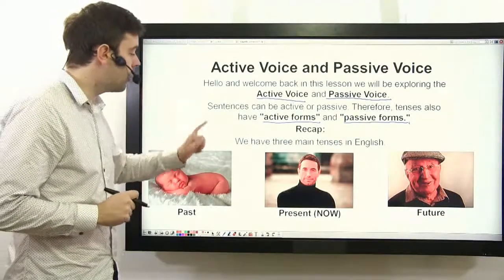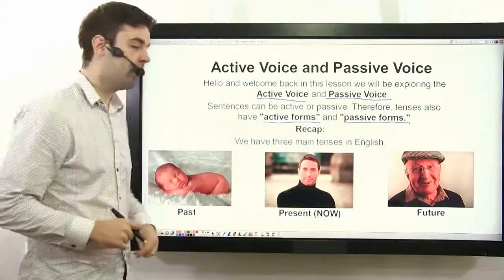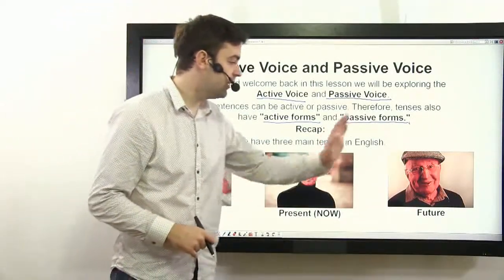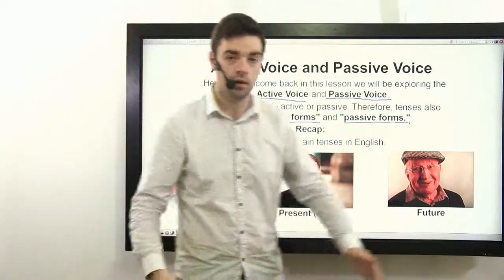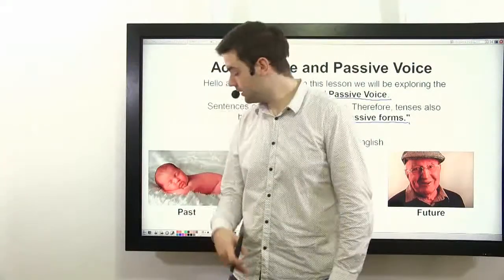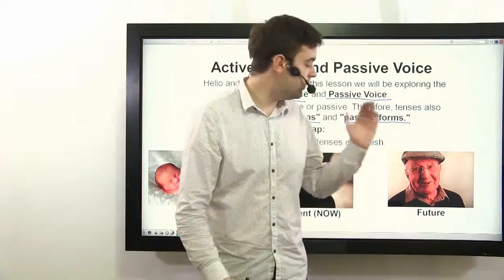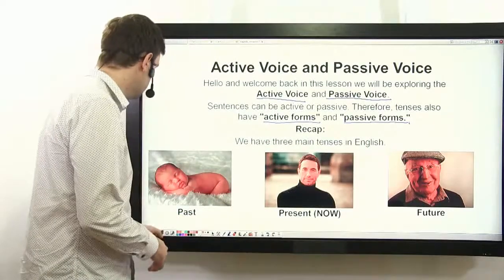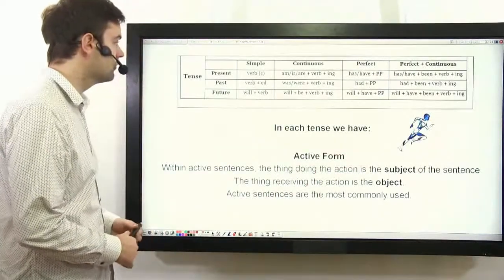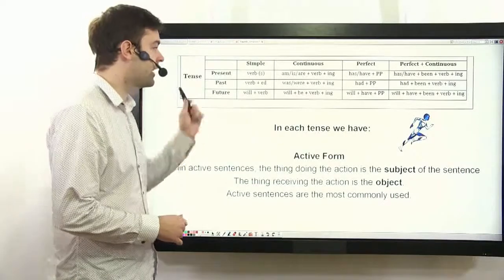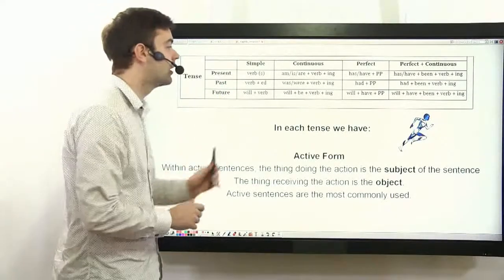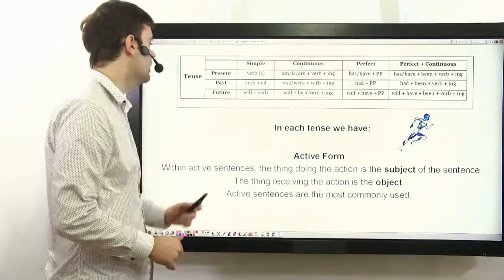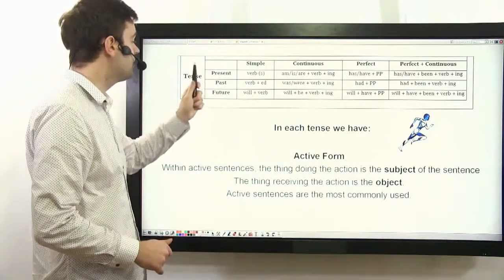So remember, we have three main tenses in English: past, present, and future. Remember, present is happening now, the past has happened, and the future will happen. So here we have a table of the tenses. We have the simple, the continuous, the perfect, and the perfect continuous. And each are affected by the present, past, and future.